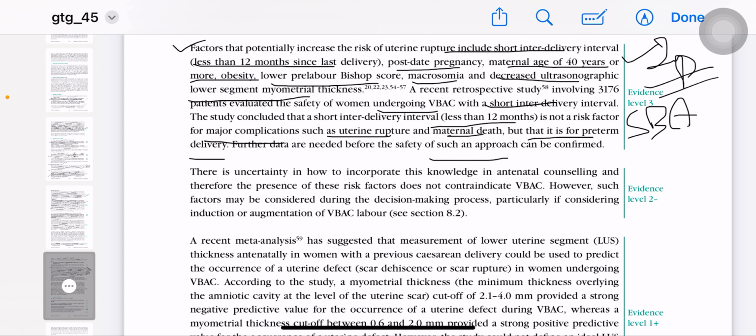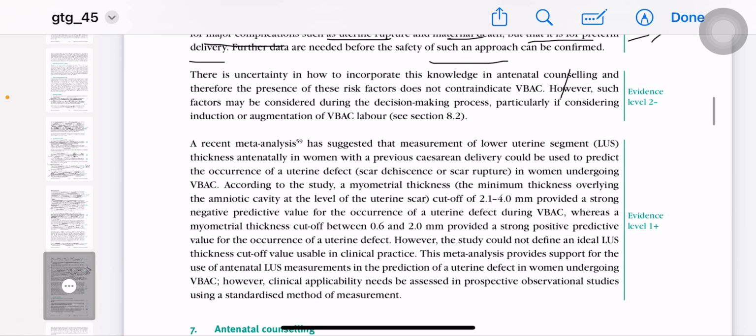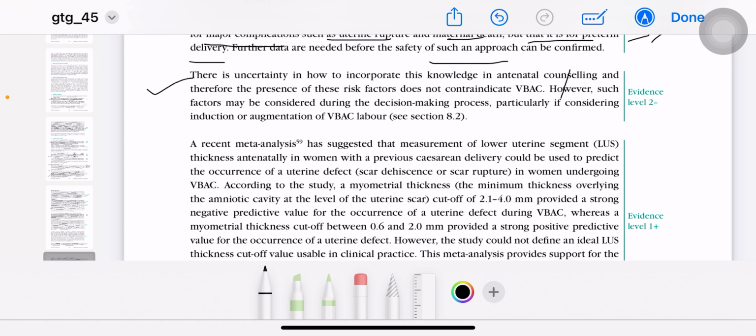A retrospective study was done on patients to look at the factors that increase the risk of uterine rupture. With the data they collected, a major complication such as uterine rupture or maternal death is not a risk factor, but preterm delivery is a risk factor in that case. There is uncertainty in how to incorporate this knowledge in antenatal counseling, and therefore the presence of these risk factors is not a contraindication to VBAC. However, such factors may be considered during the decision-making process, particularly if considering induction or augmentation of VBAC labor.